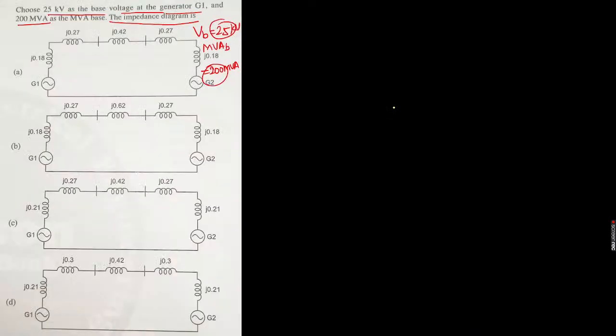Okay, let us compare it with the options. For generator 1 we got J 0.18, generator 2 we got J 0.18, for the transformers we got J 0.27, right? For the transmission line we got J 0.62. Any other answers? Here we have okay, and this is also correct, and this is also correct. So the correct answer is option B. I hope you all are getting how to solve this question, right? Yes sir. Let us proceed with the next question.